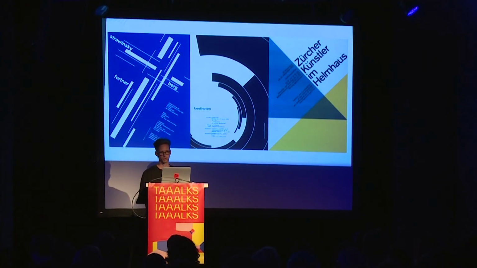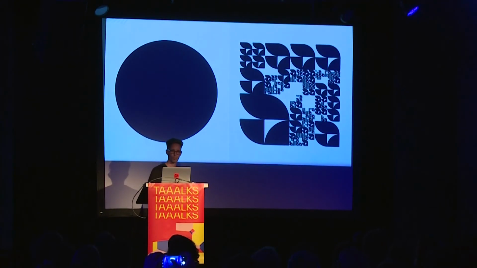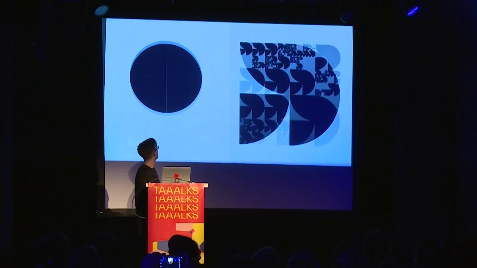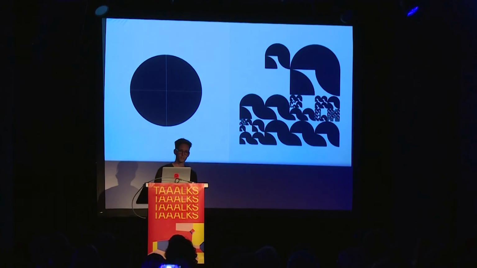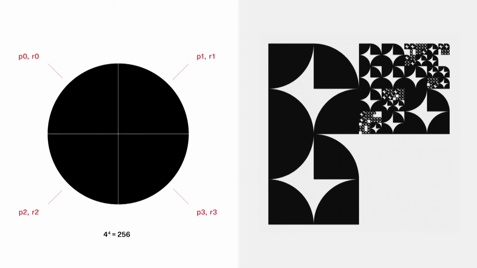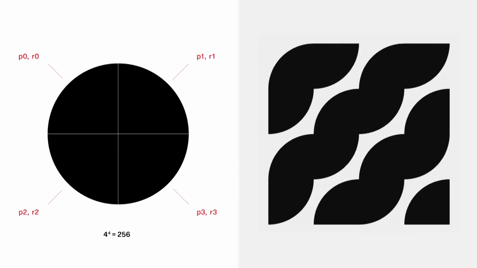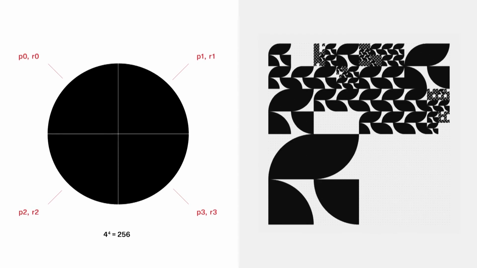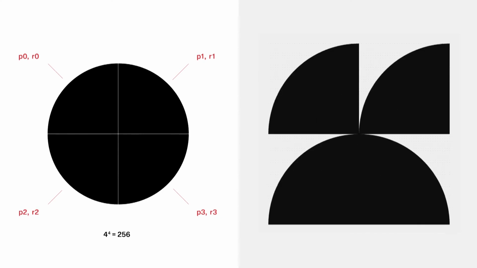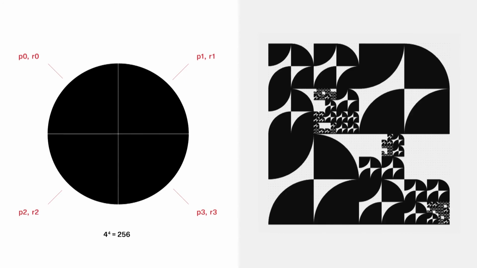For a first example, I want to show you, I took something very simple. I took a circle and asked myself, what could I do with a circle? And I realized you can make a circle out of four identical shapes, quarter circles. If you take these quarter circles and just change the rotation, you have four different rotations and you have four different positions. That's basically everything there is to making a circle out of quarter circles. If you do this, you end up with a permutation. You end up with 4 to the power of 4, which is 256 combinations.